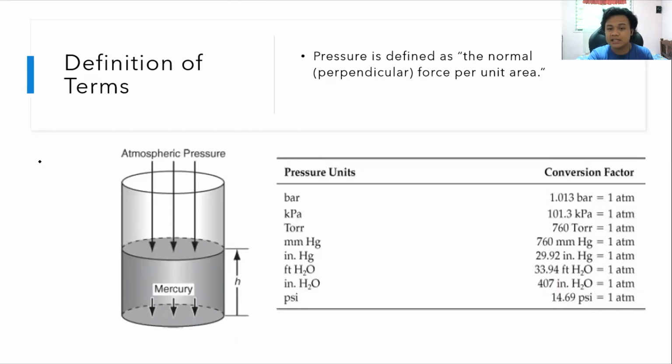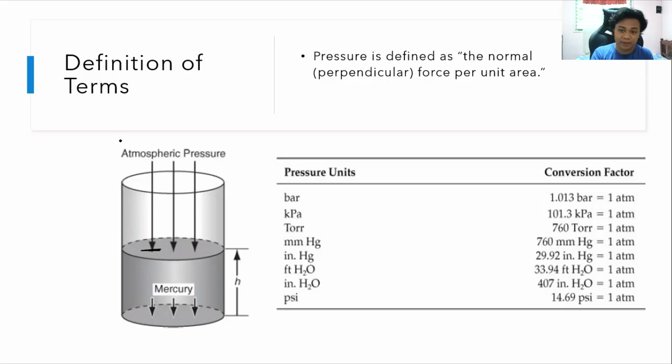Pressure is defined as the normal or perpendicular force per unit area. So as you can see here, the pressure or the force is applied perpendicular to the unit area. Okay, meaning it is 90 degrees with respect to the surface. Okay, so there are two pressures that are acting in this cylinder.